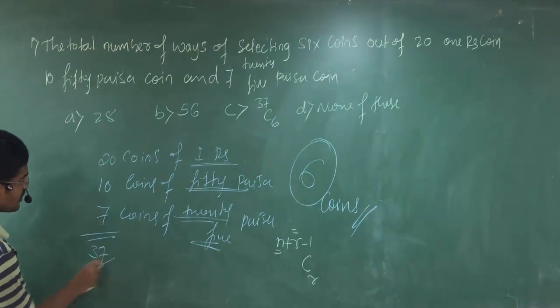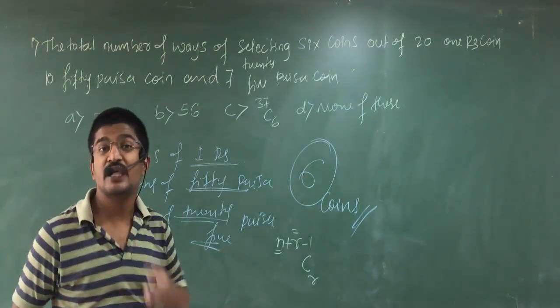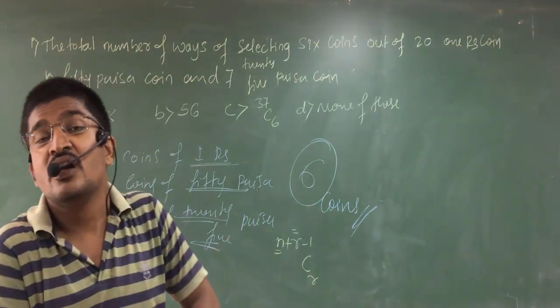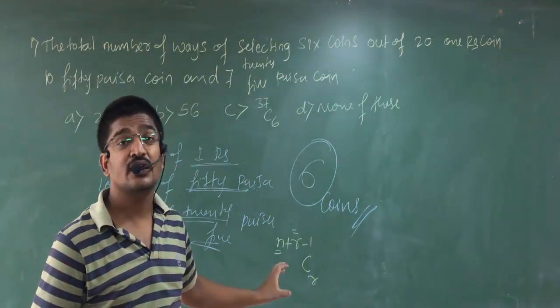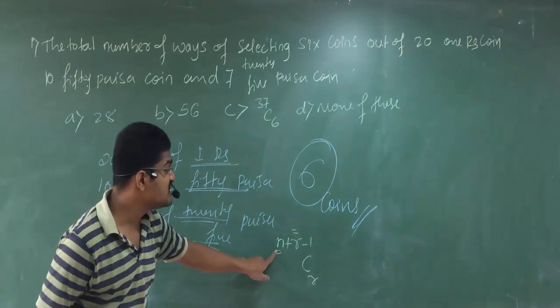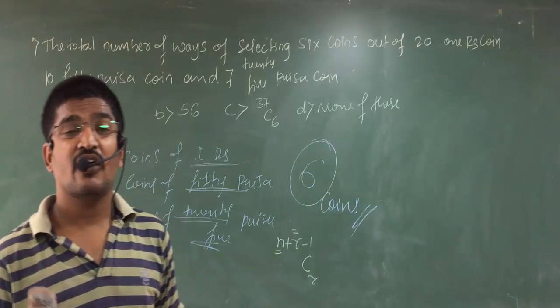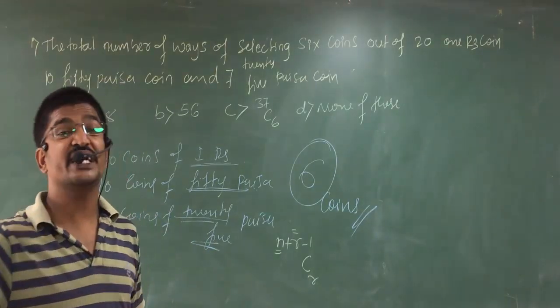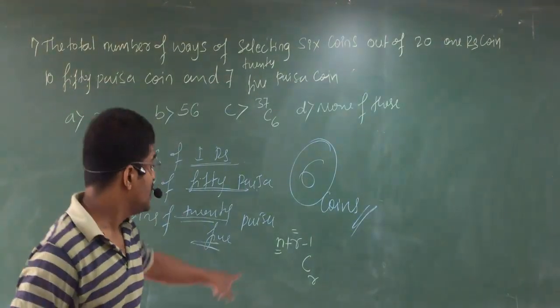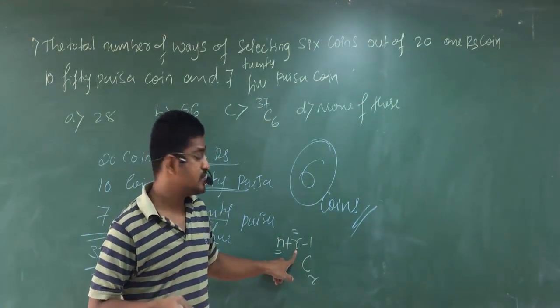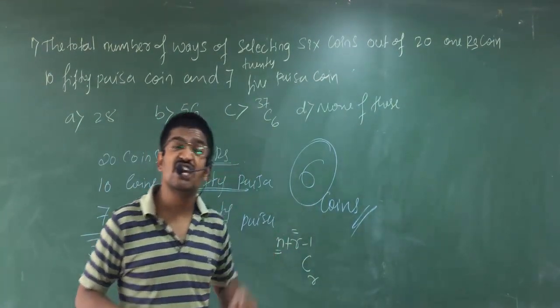The 37 coins you have in your hand is not important, that is not our important term to solve the answer. Some of the students will write 37 here. That's not 37, that is 3. According to our theory, distinct objects are n. So n value will be 3, r value will be 6. Selections: n plus r minus 1 C r.